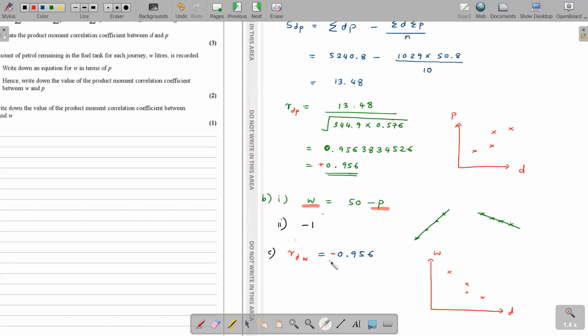Okay, the R value tells you the relationship between the two variables. If both are increasing simultaneously, R is positive. If one increases and the other decreases, that's negative. So here, definitely, when the distance increases, the amount of petrol that's remaining will decrease. The more you travel, the more you use. Therefore, the less is remaining. So the more I go to this side, you can see these points have a low amount of petrol remaining. Understood? So it's clearly a negative gradient. When your graph goes like this, definitely the R value is negative.